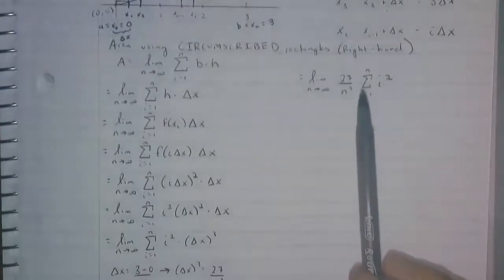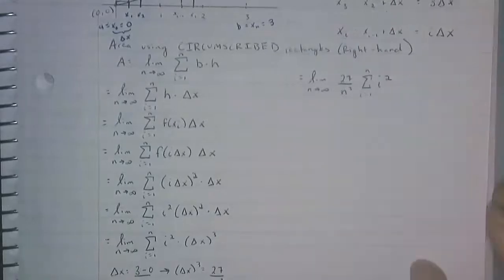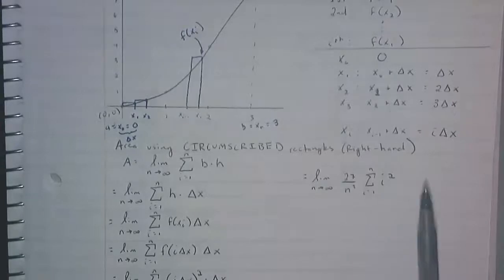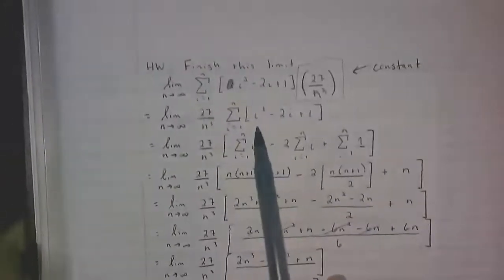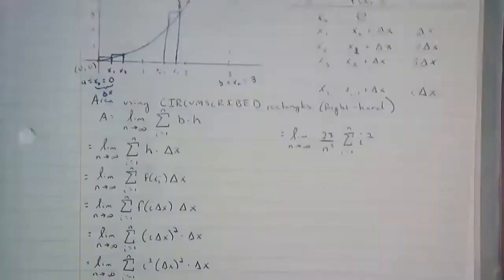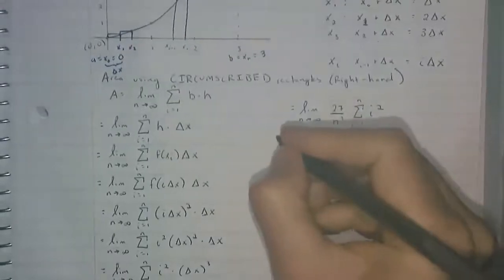But again, hopefully you're seeing this case is a lot easier to use the circumscribed. All we're dealing with is i squared. Remember what we had on the last one? We had an i squared and a negative 2i and a 1. We had to expand 3 different sums and simplify them. This one, we're just dealing with i squared. That makes us happy. Or it should.